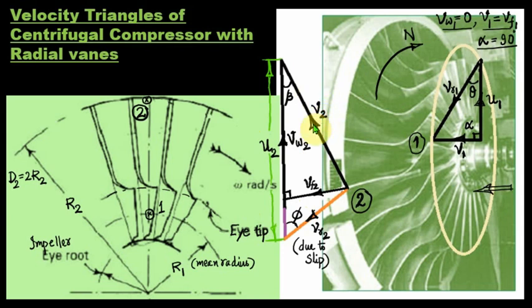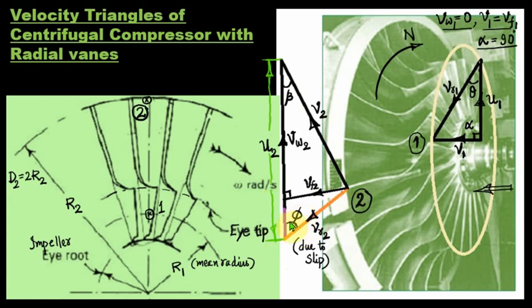So the component of V2 in the direction of U2 is VW2. The component of V2 normal to, perpendicular to the direction of U2 is VF2. In an ideal case, actually this VR2 should have been along the radius, along this VF2. That diagram I will show in the next slide, in the ideal case, but in the actual case this is the diagram. This is the triangle. It's a very simple case, so you can understand.